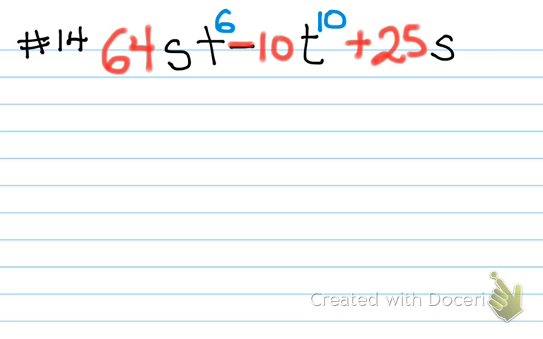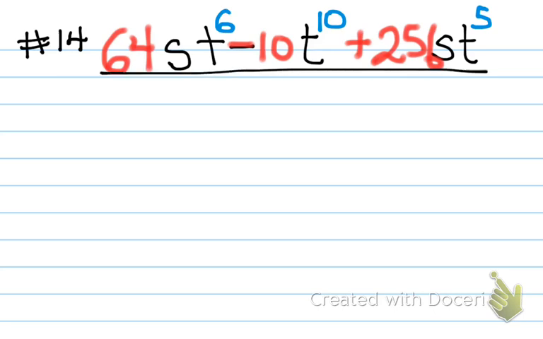Oh, I wrote the 6. There was a 6 behind 5. So it's 256 s t to the 5th. And we have to divide all of these polynomials one at a time, by the coefficient 8 s t to the 5th.